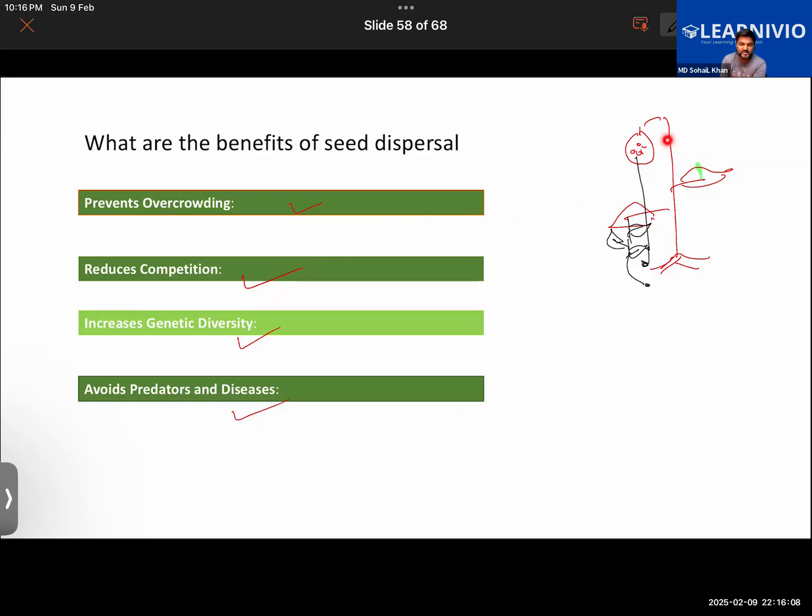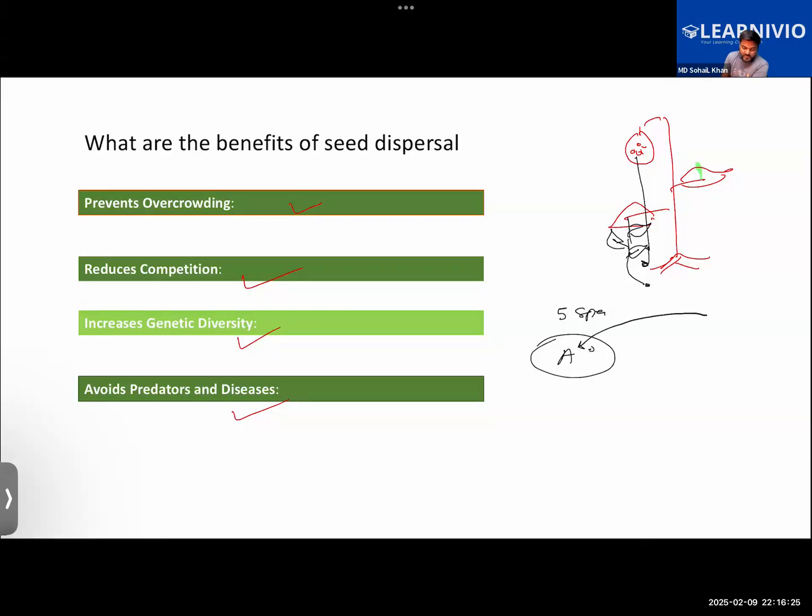With seed dispersal, when the seed is carried from this place to another, it will reduce the competition, plus it will also promote genetic diversity. In a place A, suppose only 5 species of plants are growing, but now a seed is carried by the wind to this region. So now there's one more species of plant introduced. So thereby the diversity of the region is going to increase.